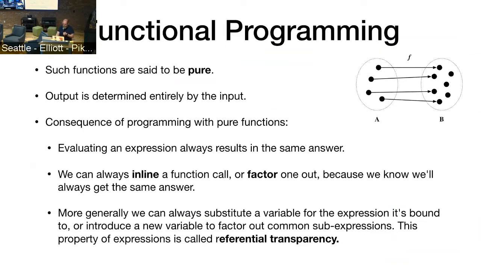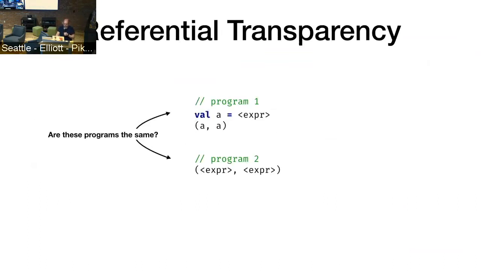So let's look at some examples. Okay, so the question here is, are these programs the same? If you may not be close enough to read that, I'm sorry, I can't make it bigger. So program 1 says we have some value A that's bound to some arbitrary expression. And then we form the pair of A and A. Is that the same thing as forming the pair of that expression 2 times? Can we inline that A?